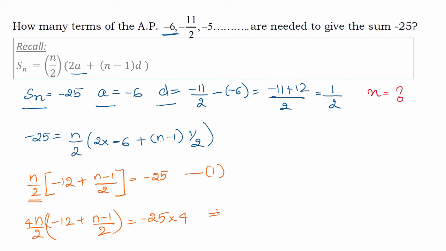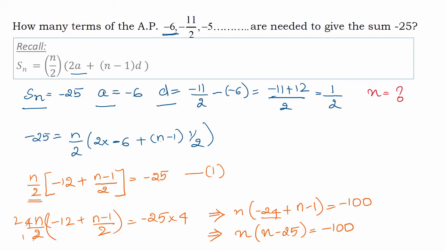So that will become 2n, and then taking the 2 inside, minus 12 times 2 is 24 plus n minus 1, the denominator goes out, equals minus 100. That ends up as n times (minus 24 and minus 1), which will become minus 25. So n times (n minus 25) equals minus 100.